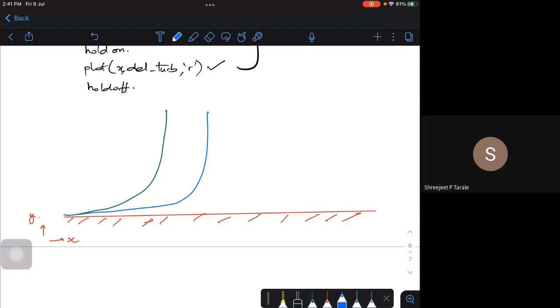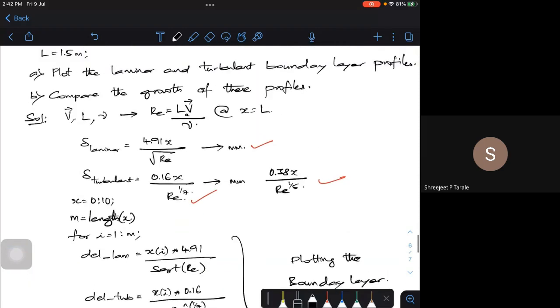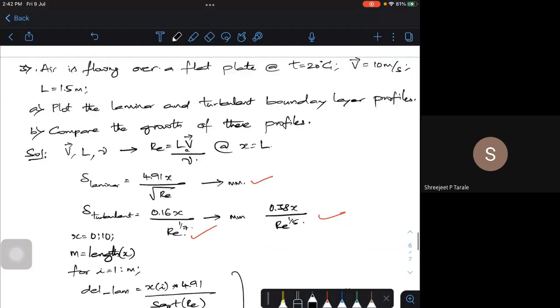So if you want to do this, I need to look at the velocities. If I call that u or whatever it may be, u with respect to the y direction for both laminar and turbulent. Now, what is the velocity they are given? They are given the velocity v as some number, 10 meters per second.